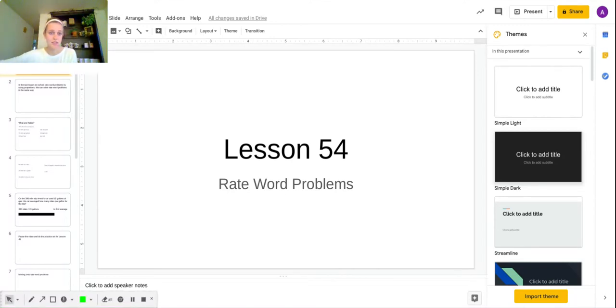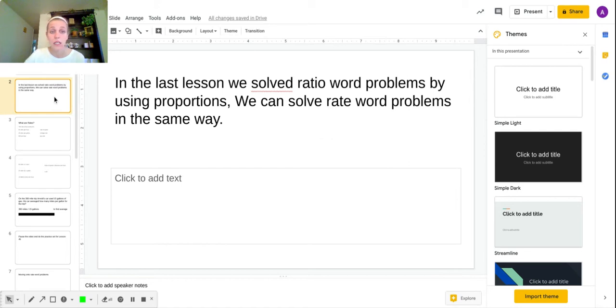Good morning, class. Today we're working on lesson 54, which is rate word problems. But first we're going to go back and review a little bit, just so we make sure that we know what we're doing before we start these word problems. So in the last lesson, we solved ratio word problems using proportions.